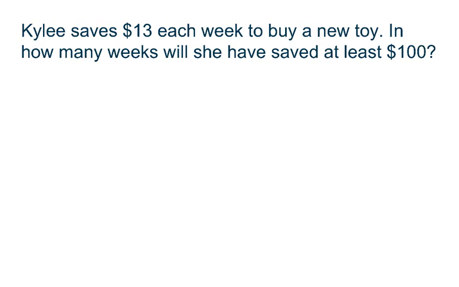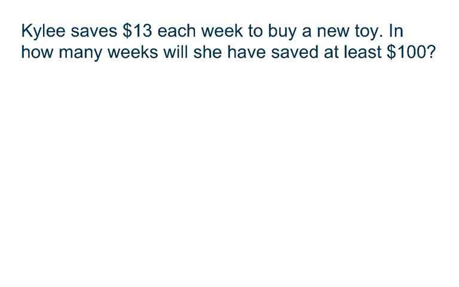And final problem. Kylie saves $13 each week to buy a new toy. In how many weeks will she have saved at least $100? Think about this problem. What can you do to solve it? Go ahead and solve this problem. All right, there are a few things that you can do to solve this problem. We could do some division, but that's some pretty big division. Another option would be to do some repeated addition to see how many weeks. Or we could do some guess and check with multiplication. That's totally up to you.